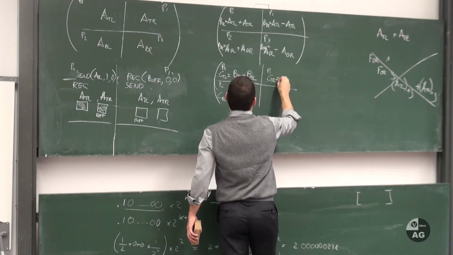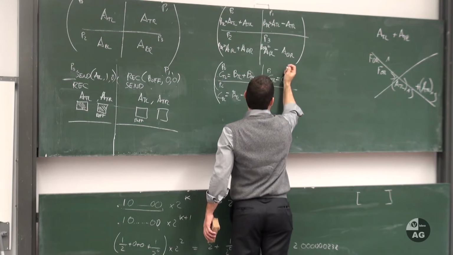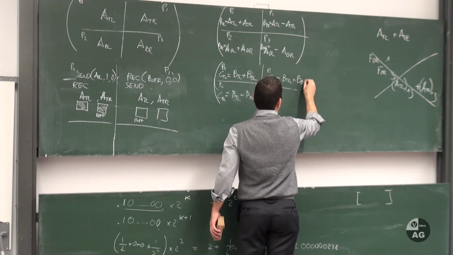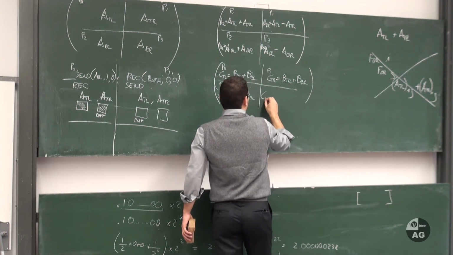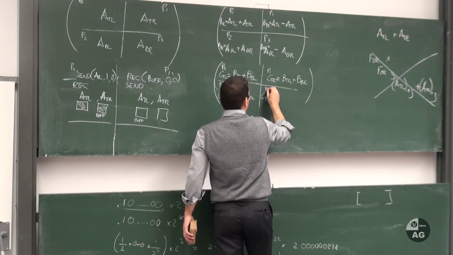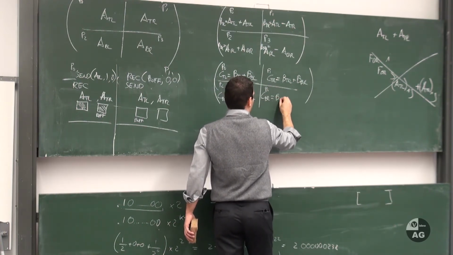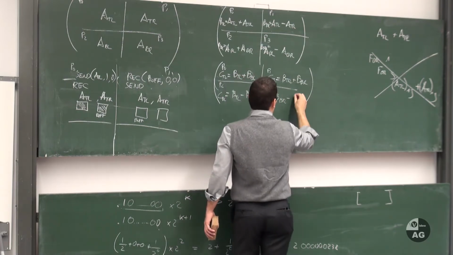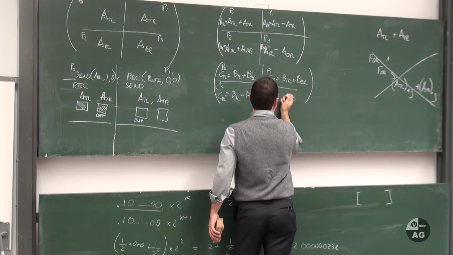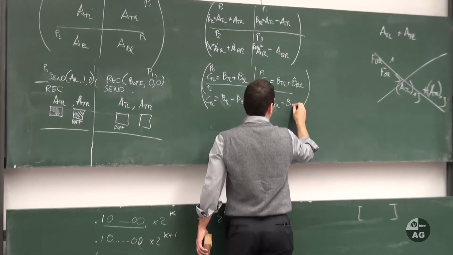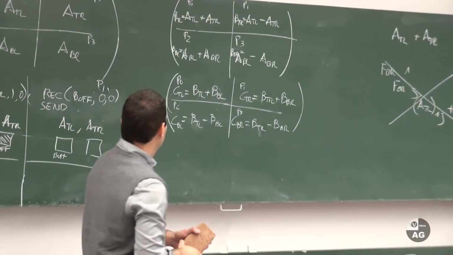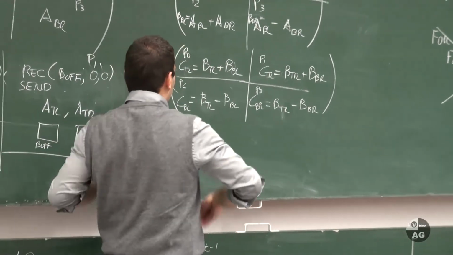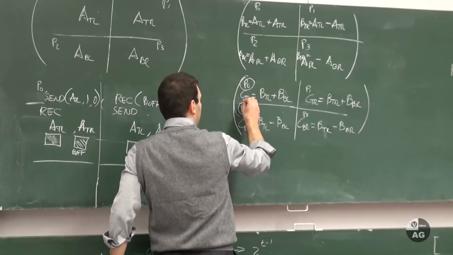C top right equals B top right plus B bottom right, C bottom right. This is P4. This is P3, yes. B top right minus B bottom right. Okay. A lot of writing, but what matters is that now the communication will happen vertically.